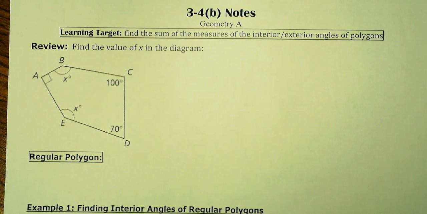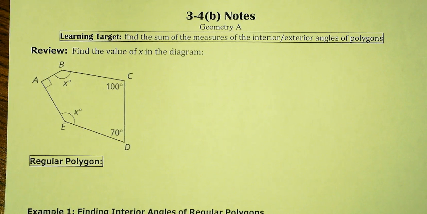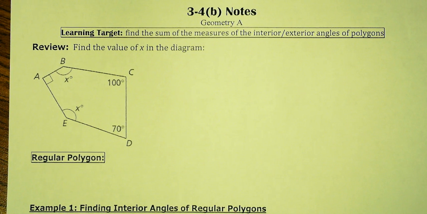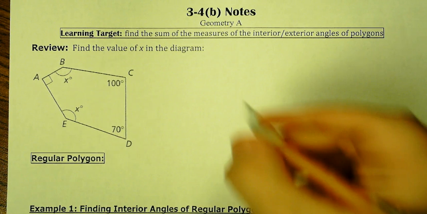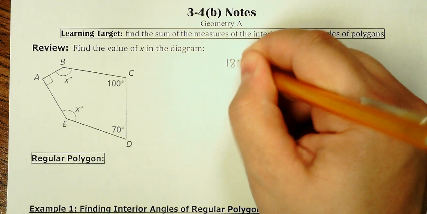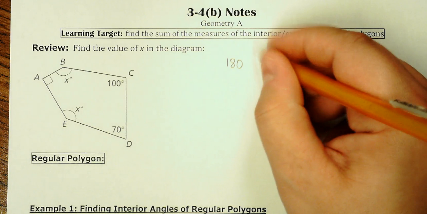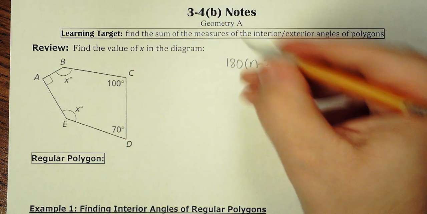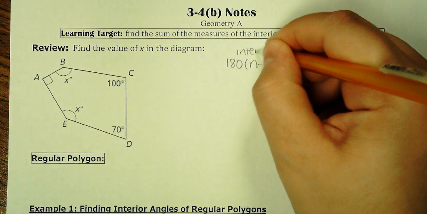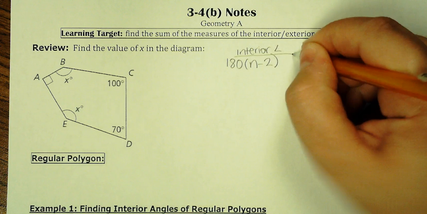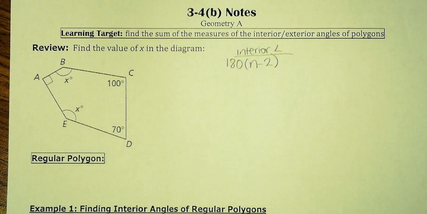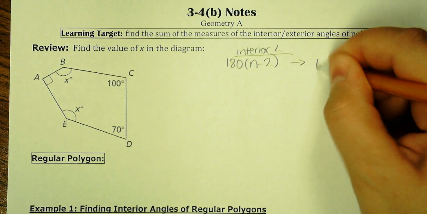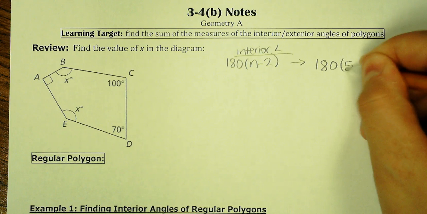All right, this morning we are going to work on some more interior-exterior angles of polygons. So just a little review at the top. I have a polygon, this is a pentagon, and if you guys remember from yesterday, if you want to find the interior angles of a polygon, to find that sum, all you have to do is 180 times the number of sides minus 2. So we have, in this problem, a pentagon.